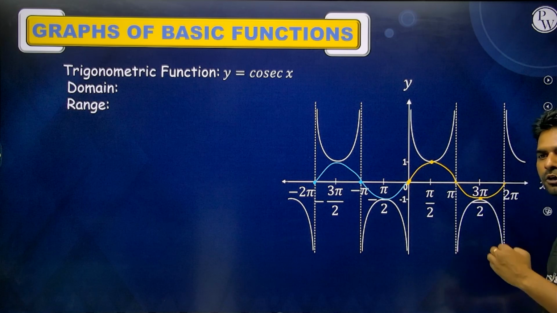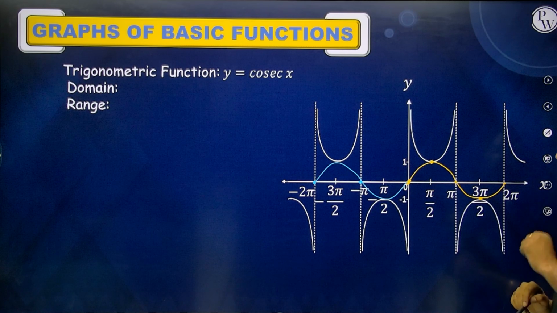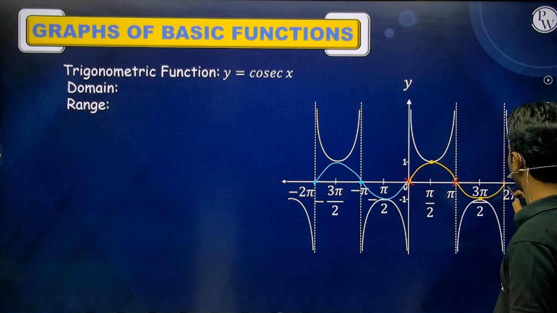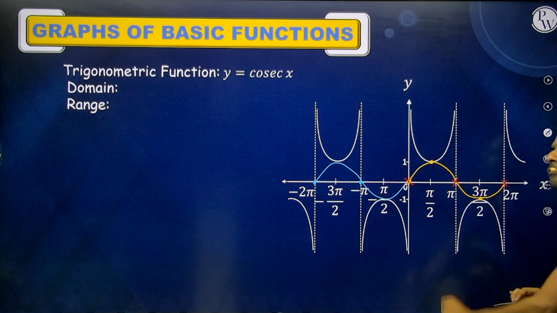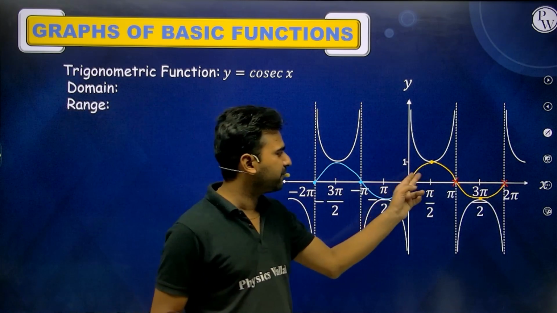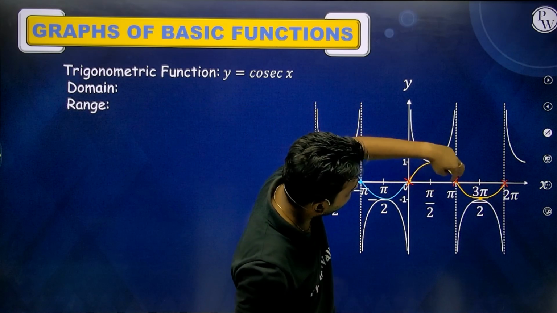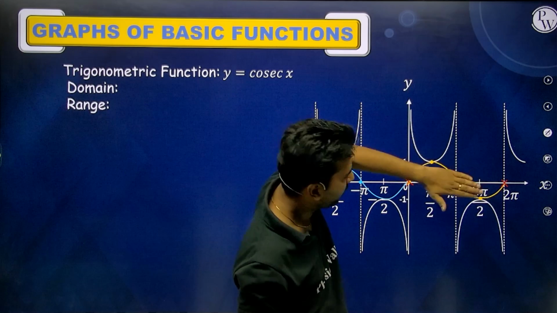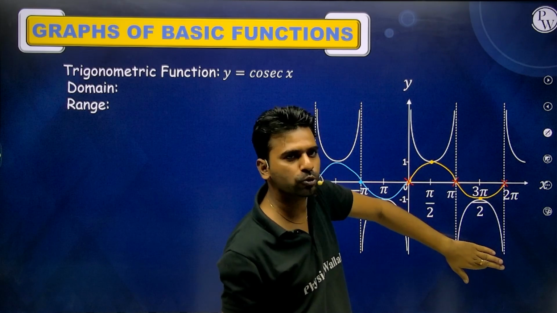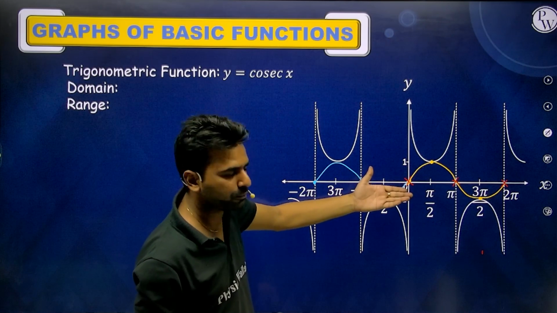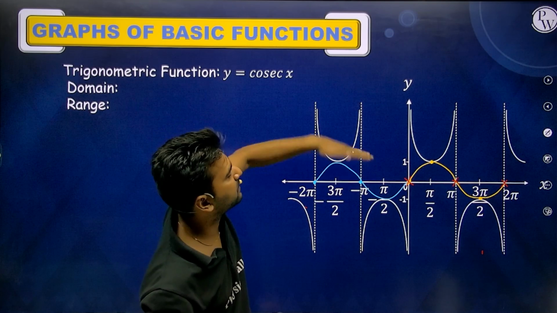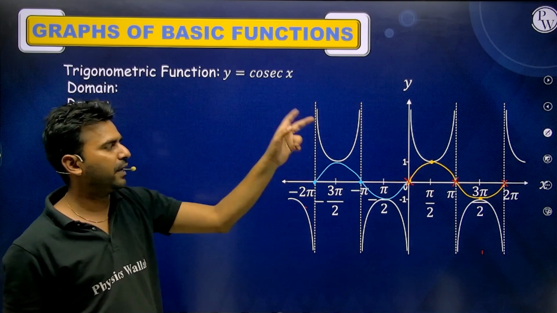Now, if you want to draw the graph of y equal to cosec x, what we do is, wherever the graph of y equal to sin x cuts the x-axis, we cut the graph from there. Now this portion has been cut, and we simply invert it. We simply invert the portion below the x-axis like this, and we invert the portion above the x-axis like this. We get the graph of y equal to cosec x.